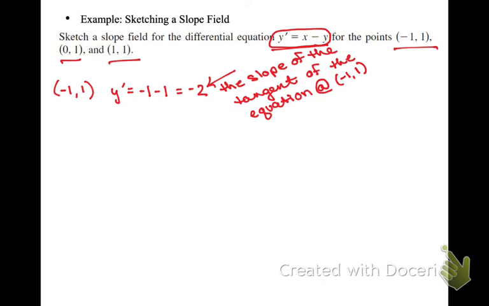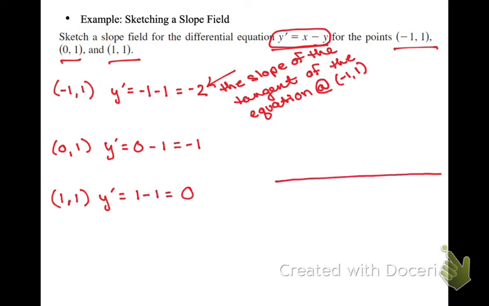Then the next point is 0, 1. So y prime equals x minus y. So the slope at 0, 1 is what? Negative 1. Then I have 1, 1. So y prime, x minus y, equals what? 0.